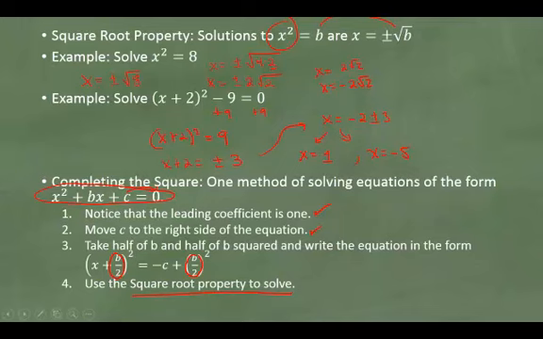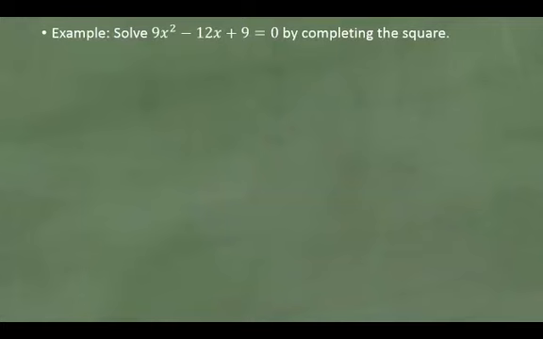So the whole point of this is just to remember to add half of b on the left and square all of it. And then on the right side, add half of b squared. So this can be confusing, but let's look at an example. Okay, solve 9x squared minus 12x plus 9. Same thing as before, but now we're going to use completing the square.